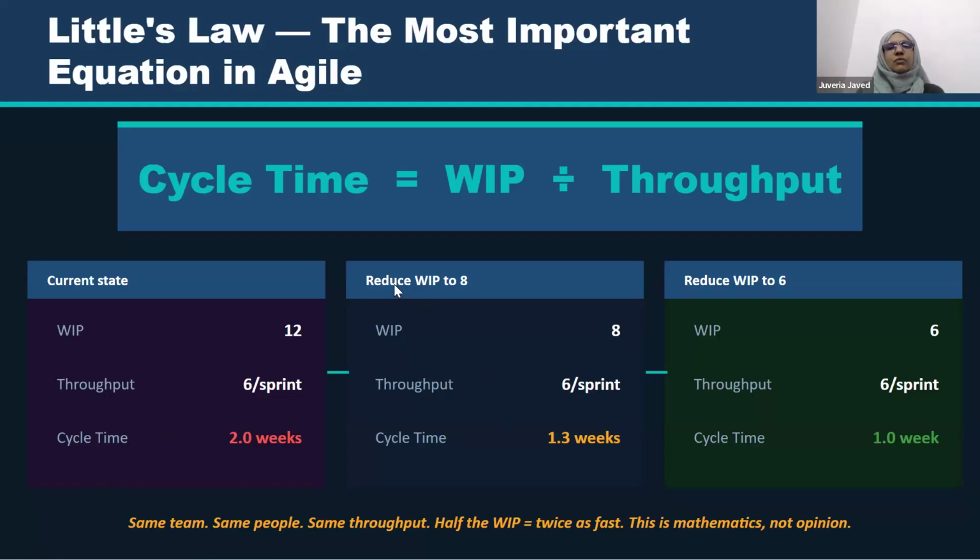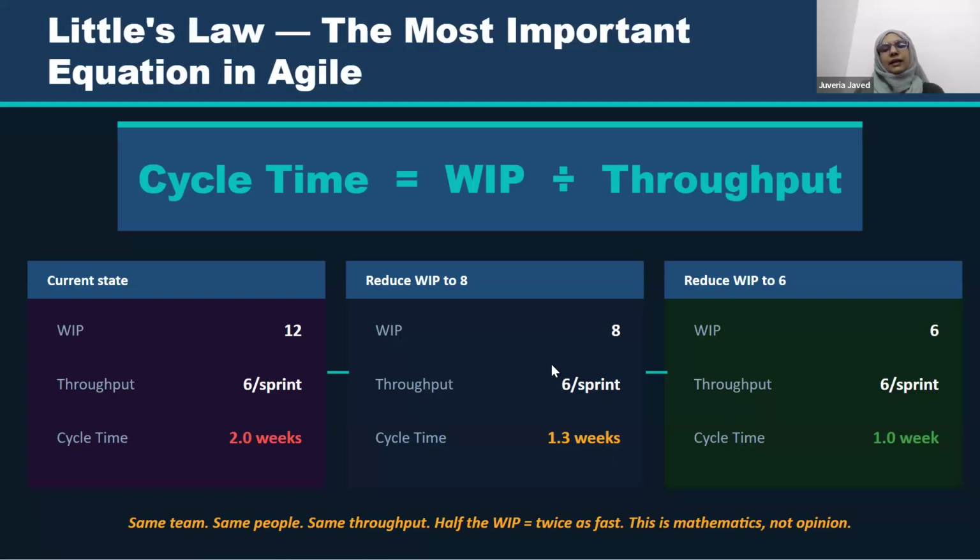Now we reduced the WIP to 8. We put a limit with the team that only 8 stories should be in progress at one time. Once these are done, then we will pull the 9th story onto the board. Throughput is the same, 6 stories per sprint. Cycle time is reduced, to 1.3 weeks in this situation.